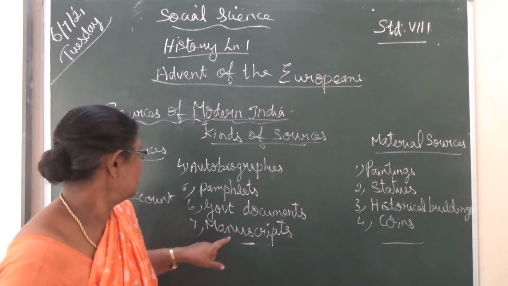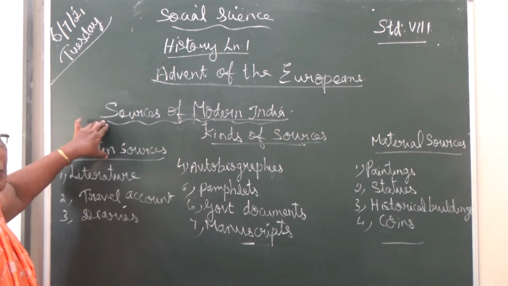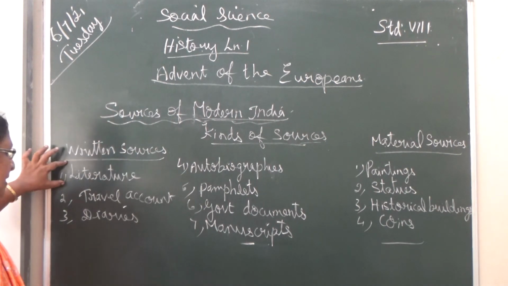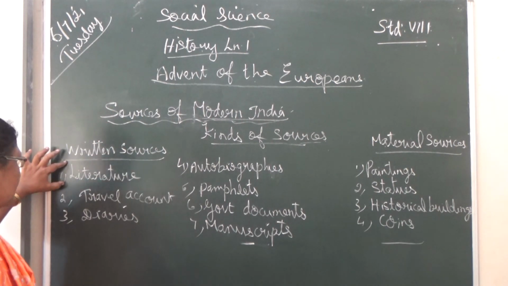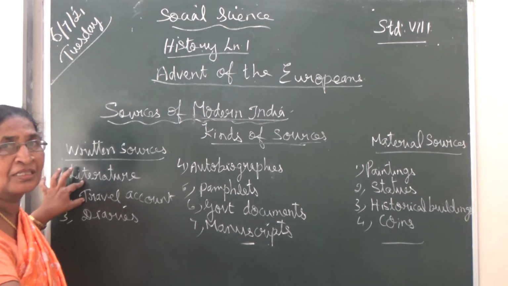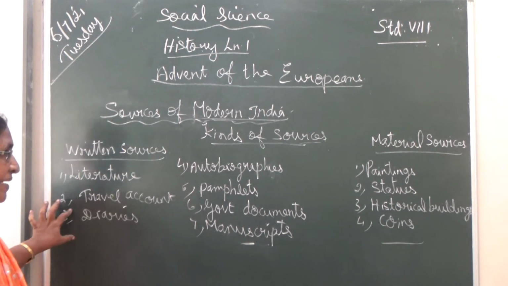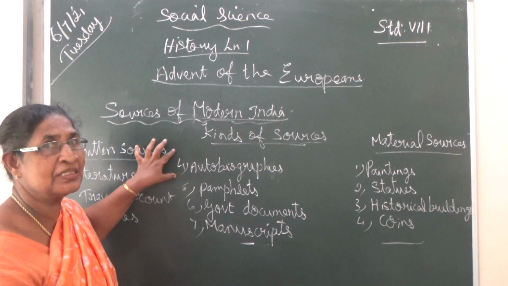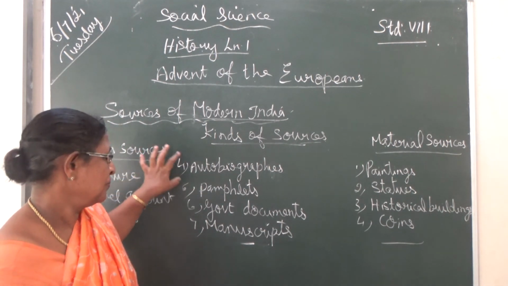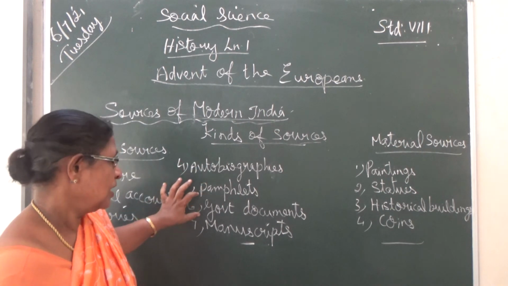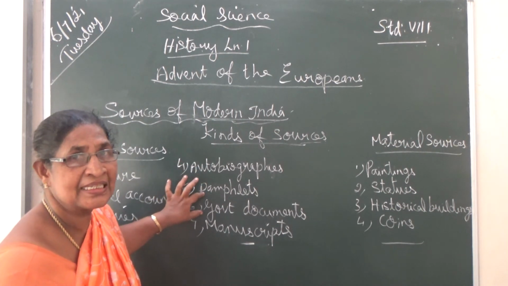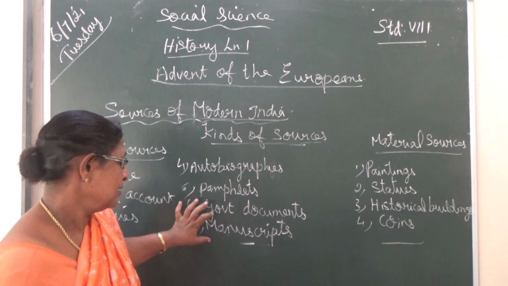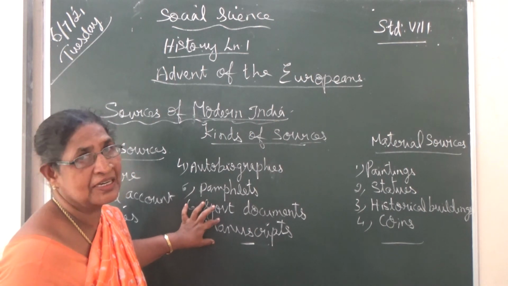Once more, I am giving these written sources. For example, literature, which means books. Travel accounts. Then diaries and autobiographies. Autobiography means the story of one's own life. Pamphlets, small books. Government documents, written statements. Then manuscripts, handwritten copies.